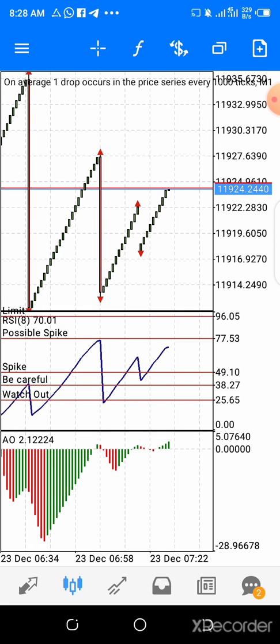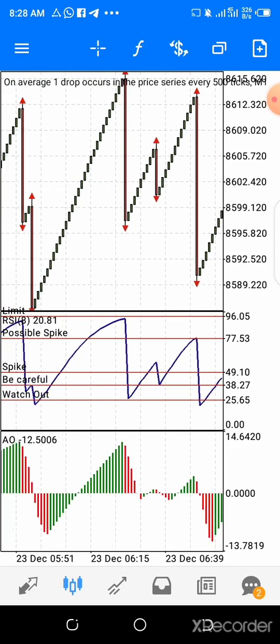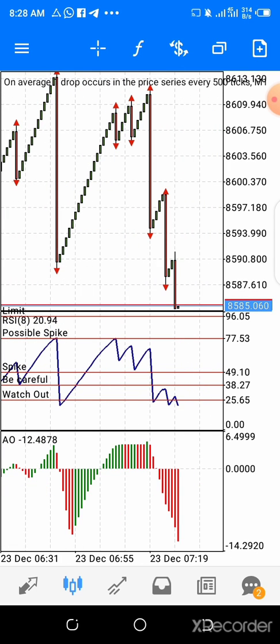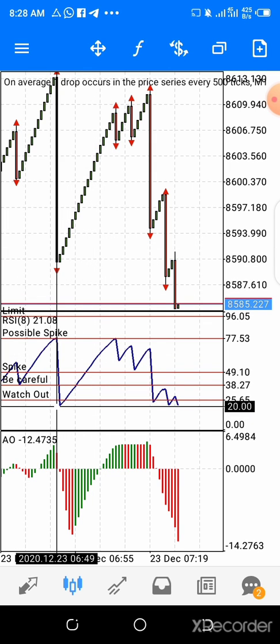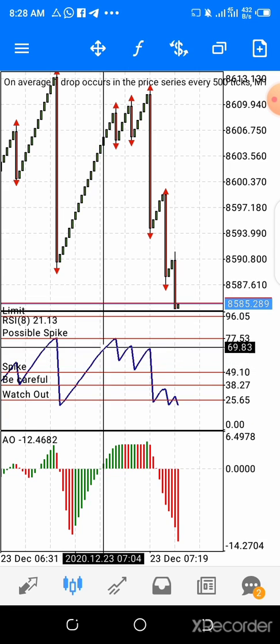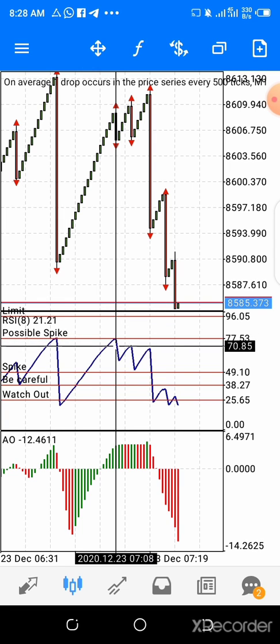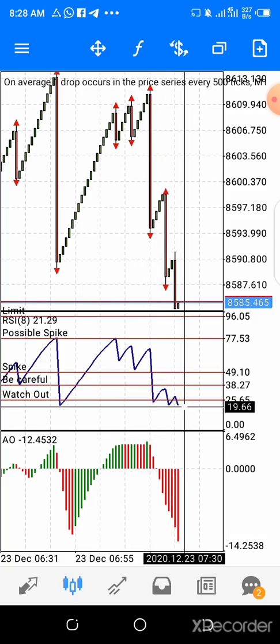So this is Crash 1000. So let's go and check for Crash 500. One of the differences between Crash 1000 and 500 is that Crash 1000 is slow, while Crash 500 is very fast. As you can see this spike, it comes to the point of watch out, be careful, spike zone. As soon as it reaches the possible spike point, it starts spiking. As you can see, up to this particular place.